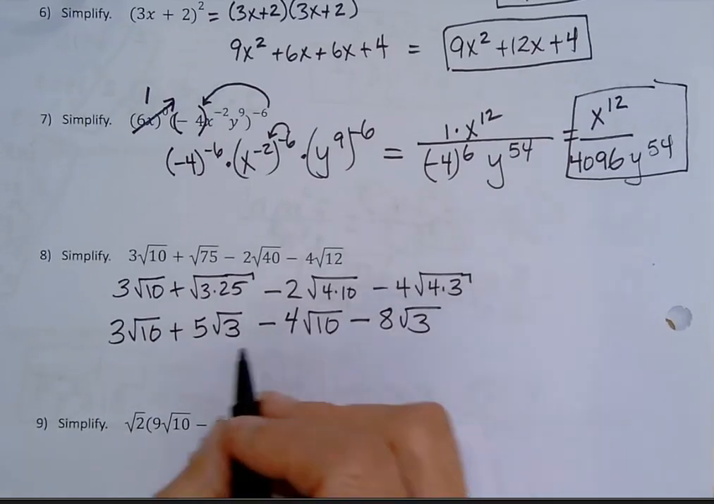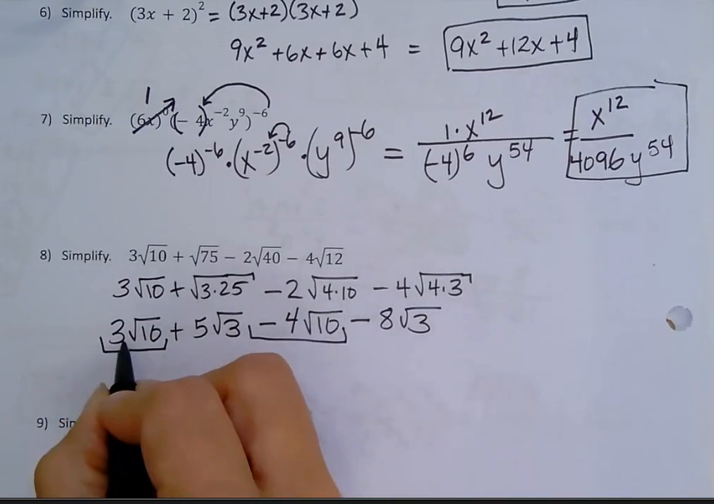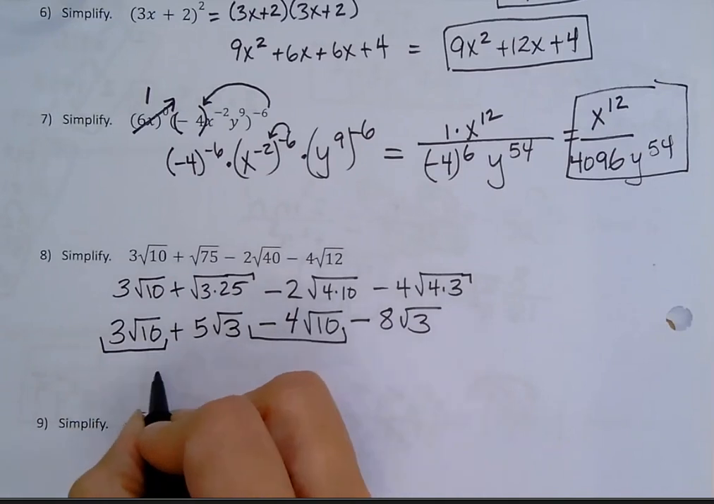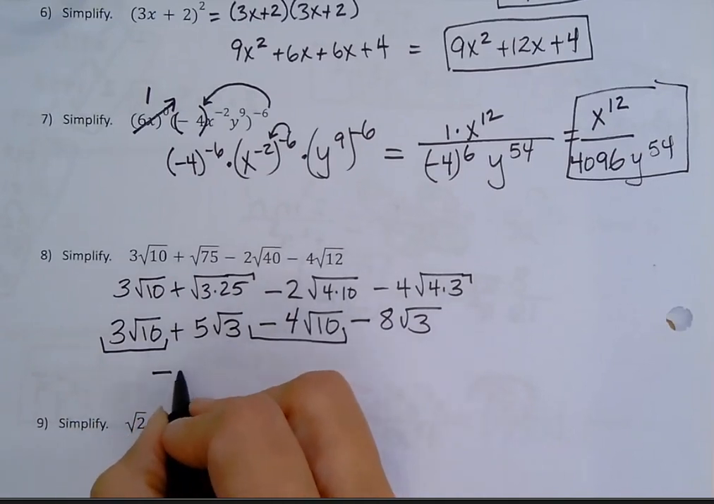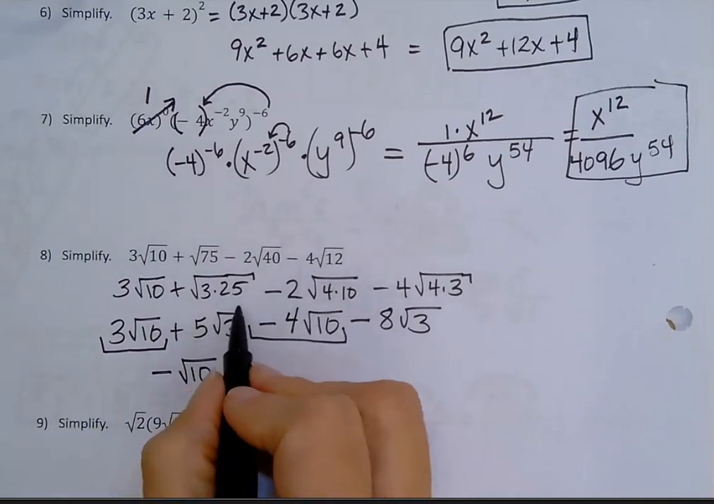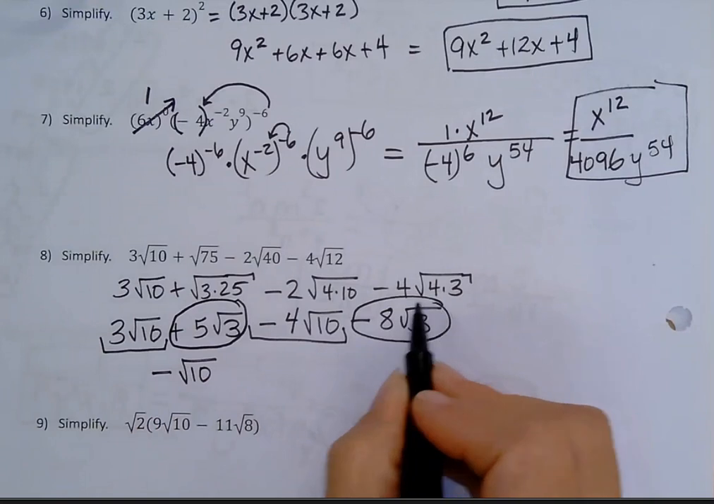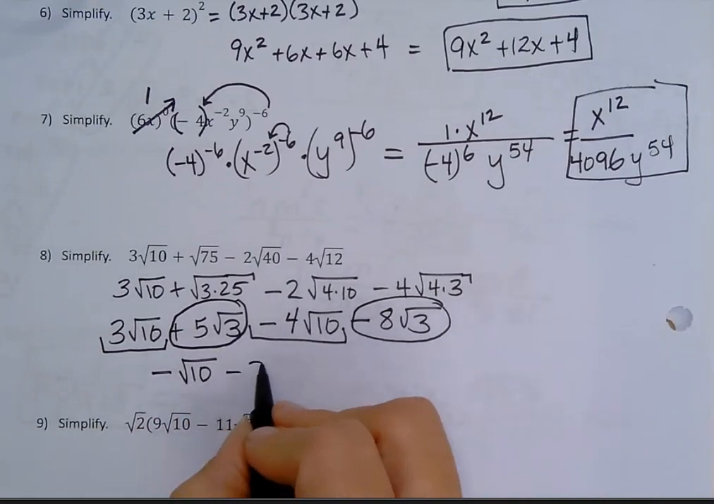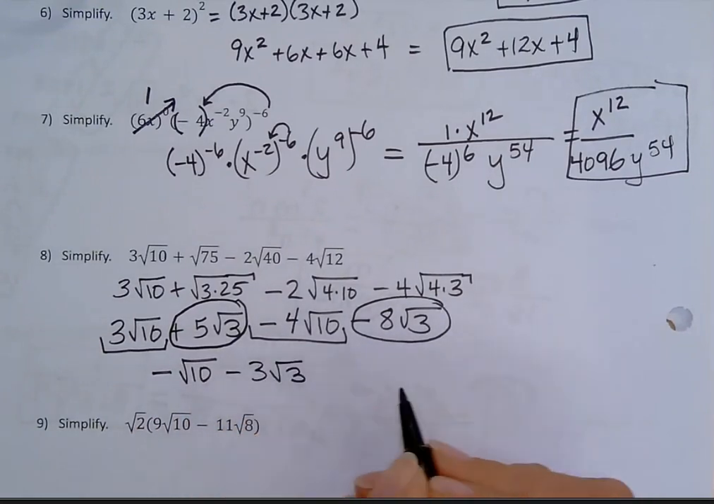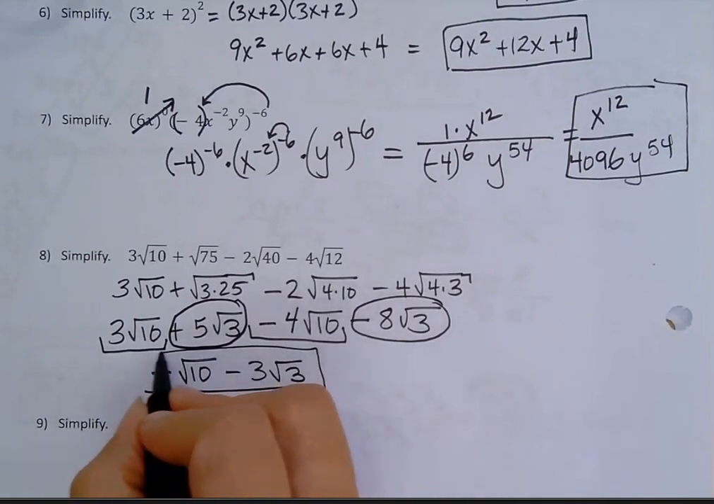Okay, we're going to combine like terms. So anything that is square root of 10, don't lose your negatives. 3 roots of 10 minus 4 roots of 10 leaves me with negative 1 times the square root of 10, negative 1 root of 10. And I have positive 5 roots of 3 minus 8 roots of 3. 5 minus 8 is negative 3 roots of 3. Okay, so that is my answer.